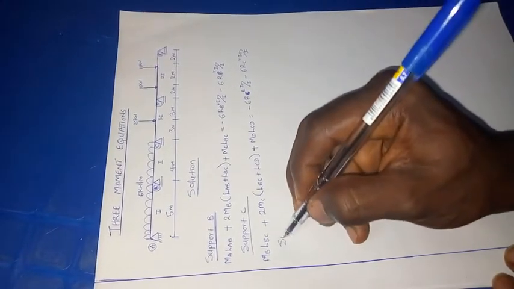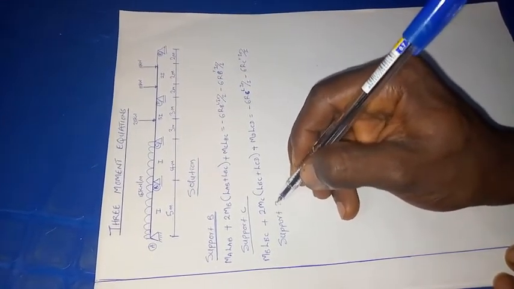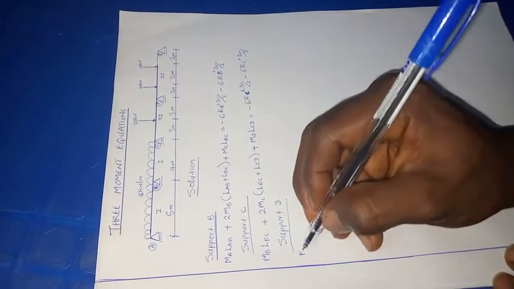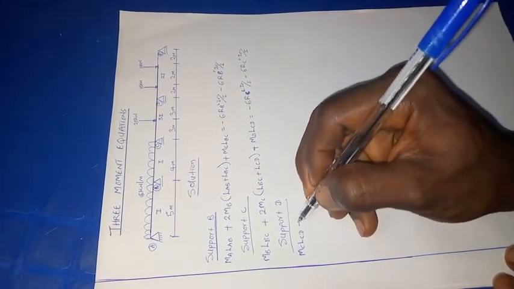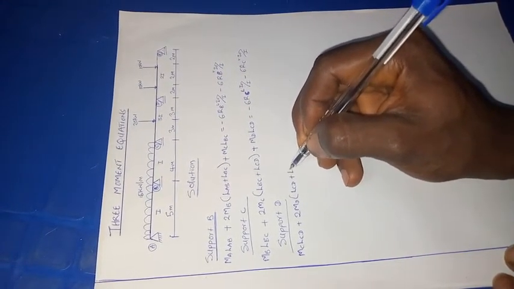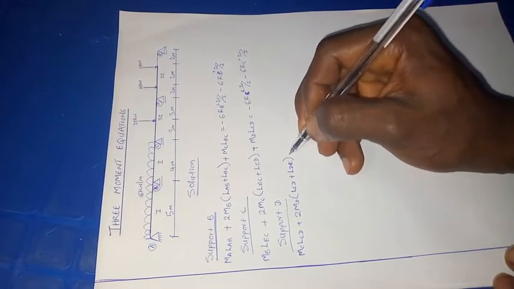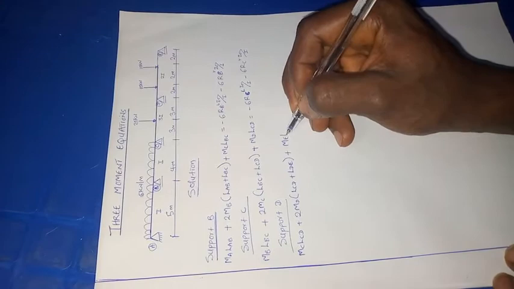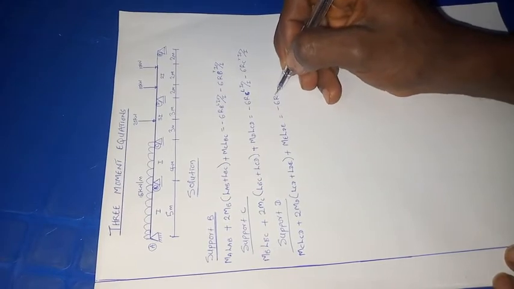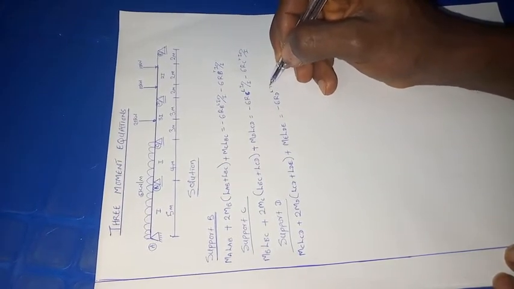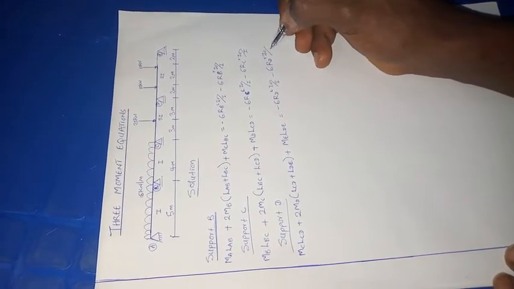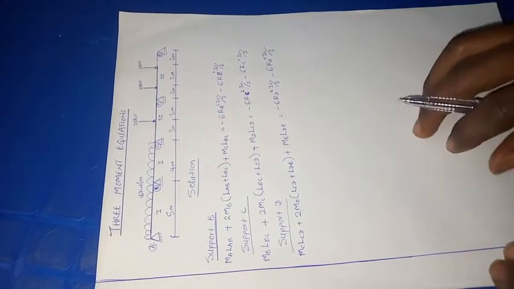Likewise at support D, my equation is going to be C, D, and E. So my moment at C multiplied by the length of CD, plus 2 moments at D multiplied by the length of CD plus the length of DE, plus moment at E multiplied by the length of D to E, which is equal to minus 6 reaction at D left I naught over I, minus 6 reaction at D right I naught over I. So these are the equations I'm going to be working with.